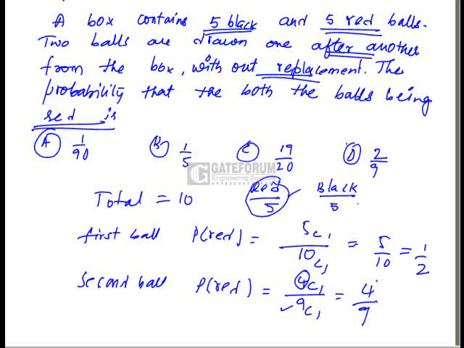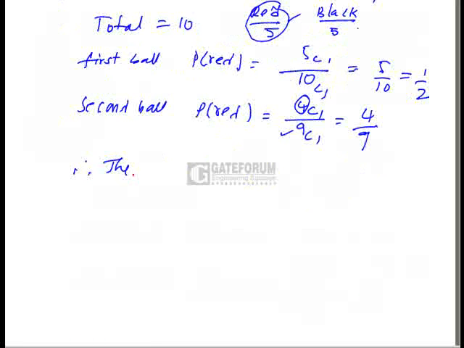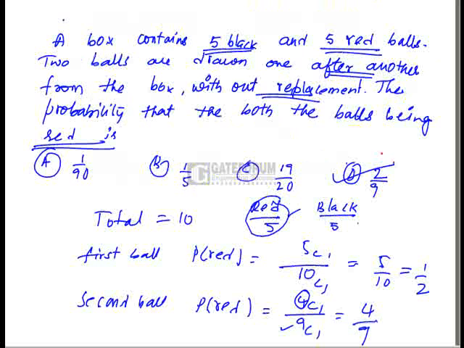Now the required probability is nothing but the product of these two cases, which is 1 by 2 into 4 by 9, which is 2 by 9. Option D.